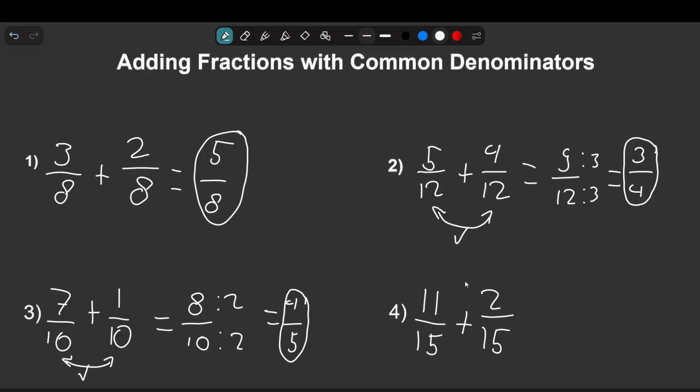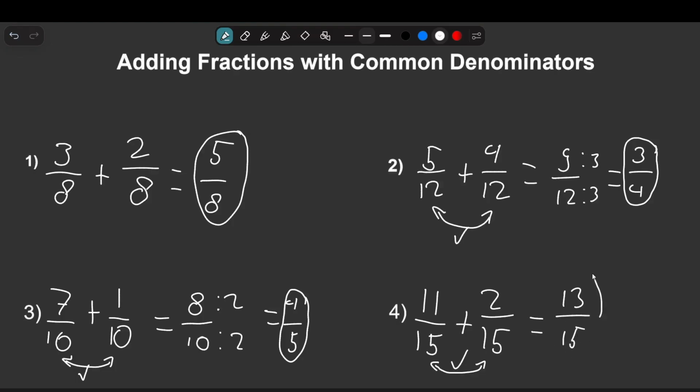For our last example, we have 11/15 plus 2/15. So again, what we're going to do first is we're going to check our denominators. And they both are 15, so this is correct. Now let's go over to the second step where we add our numerators. So we're going to do 11 plus 2. 11 plus 2 equals 13. And our denominator stays the same.